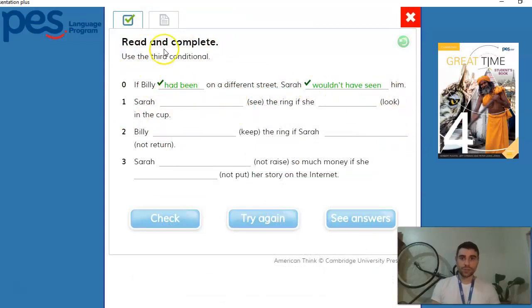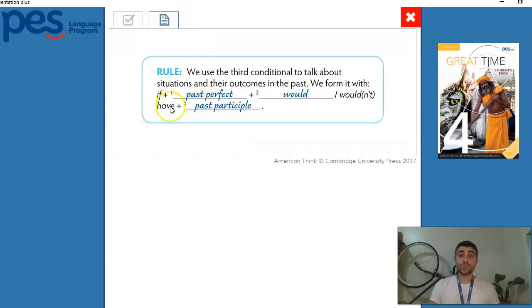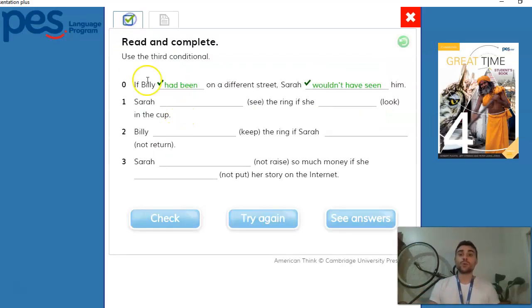So, using the third conditional, we have to complete, but let's compare with the rule first. So the rule says, if plus past perfect plus would or wouldn't plus have plus past participle as well. So here we have if past perfect, okay, the first part, and the second part is would or wouldn't have, and seen, which is the past participle of the verb to see.